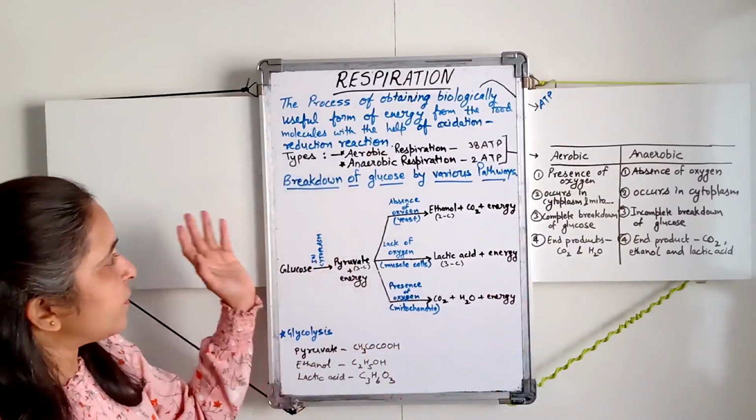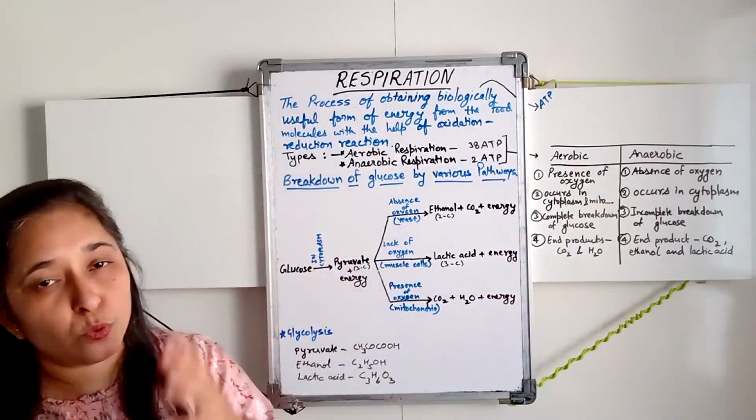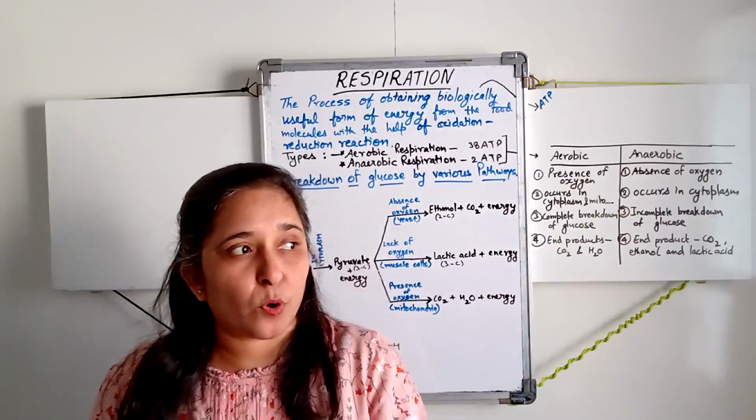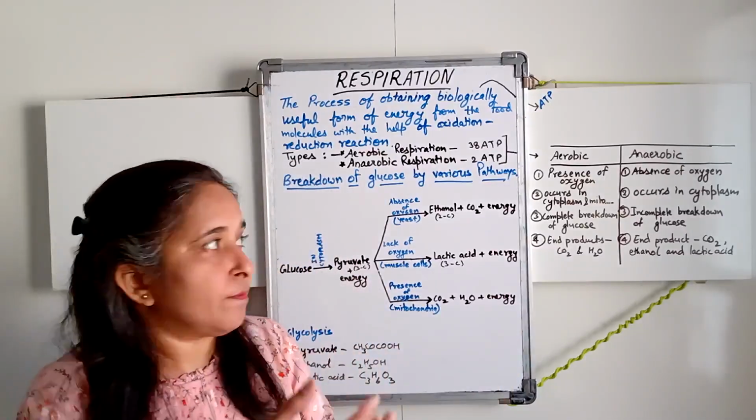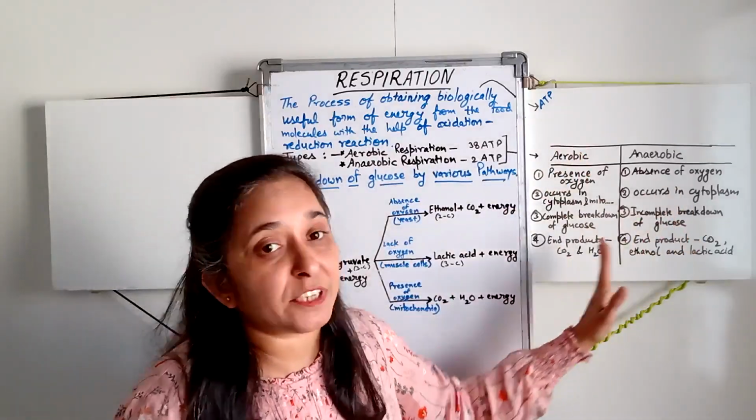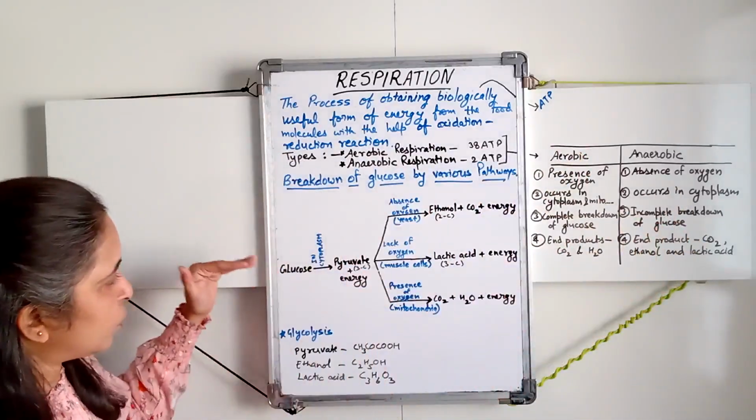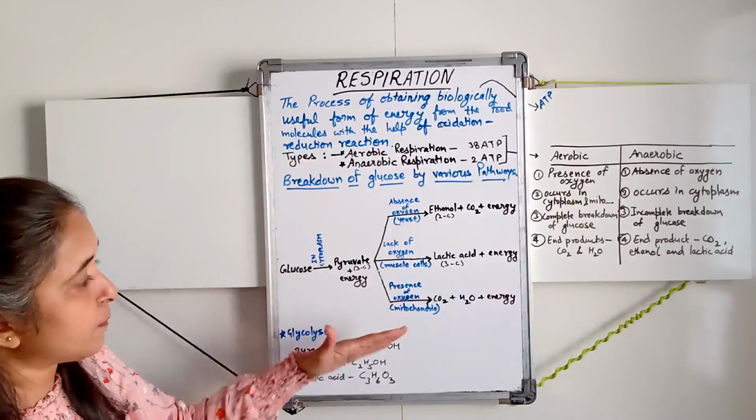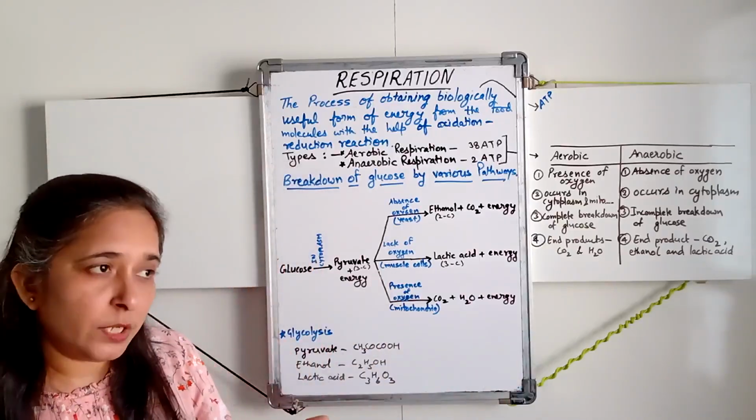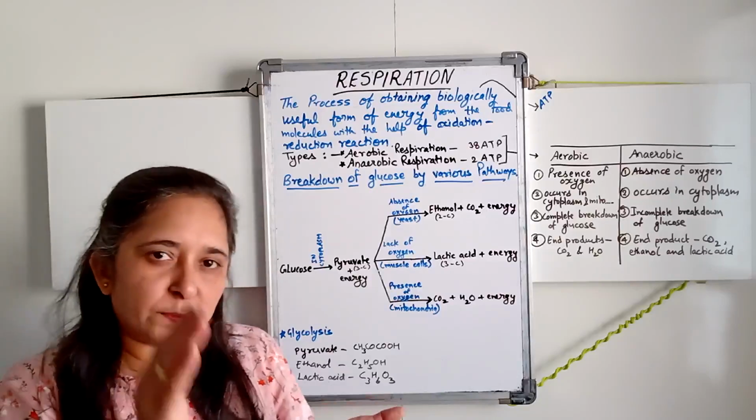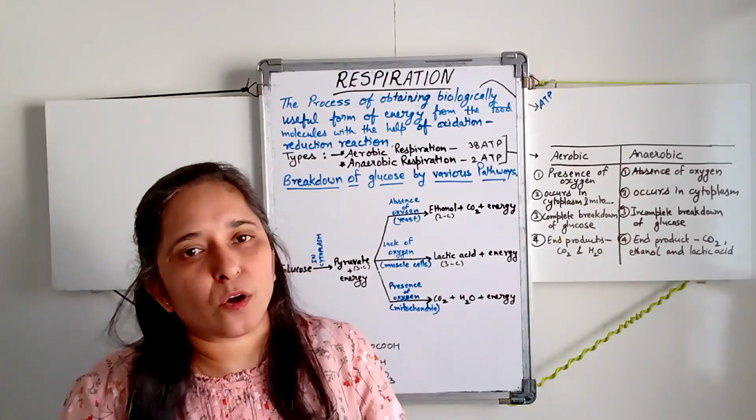Now, there are different pathways by which the glucose breaks down. That depends upon whether oxygen is present or not. So that's why first I explained the main differentiating points. Now we will go through the different phases or steps of how the glucose breaks down, depending upon the condition: presence of oxygen, absence of oxygen or lack of oxygen.